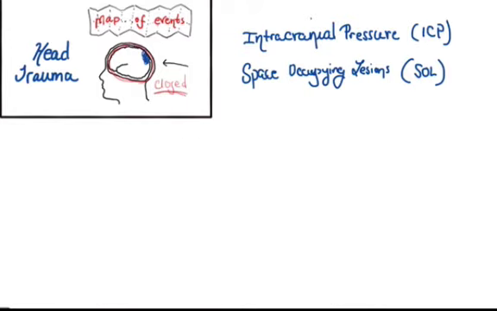Levels of consciousness are measured by the Glasgow Coma Scale. 15 is the score when fully conscious. The higher the intracranial pressure, the lower the GCS score will be.